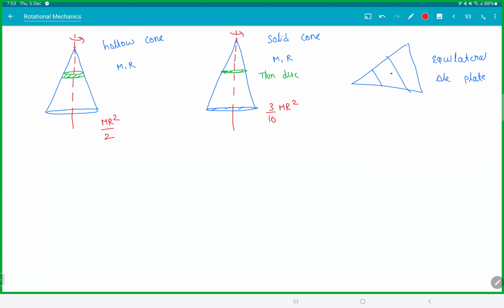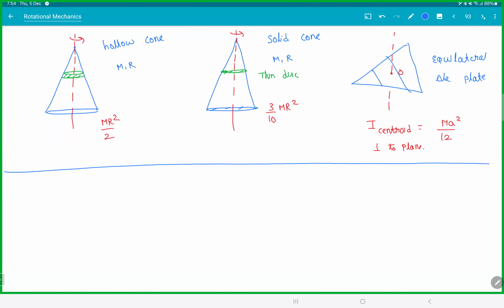This we just now proved about the centroid. Ma square by 12. This is perpendicular to the plane. Other than this, we have again some unorthodox ones. This generally shouldn't be asked, but sometimes I saw, in your class's exam, they just put it.